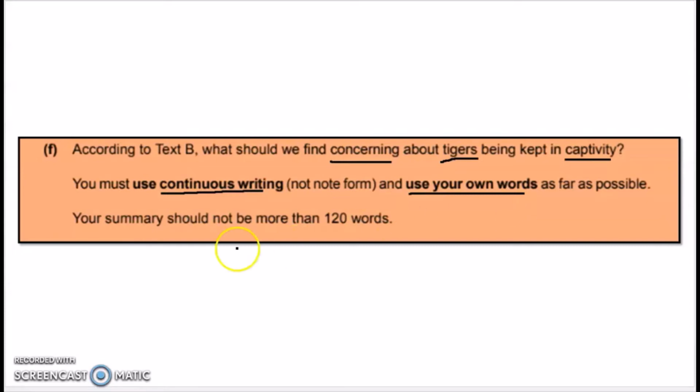And the last thing to be noted is that your summary should not be more than 120 words. It means only one paragraph, 120 words. If the text is of 300, 400 words, you are squeezing it down to 120 words.